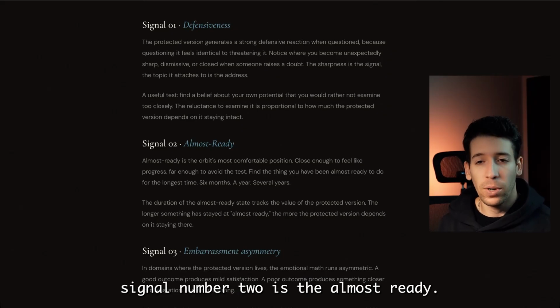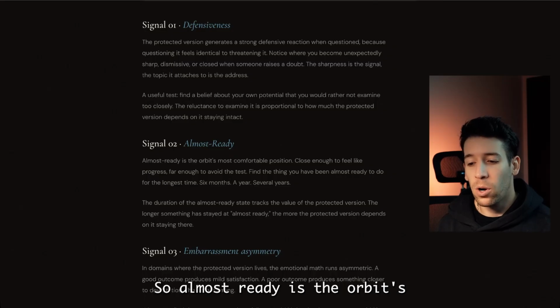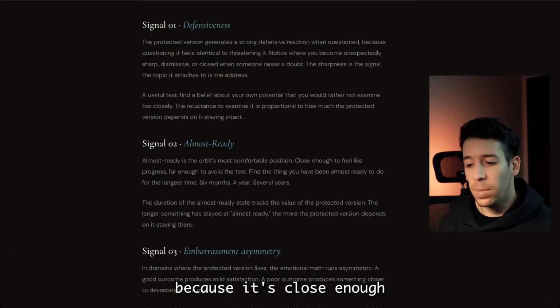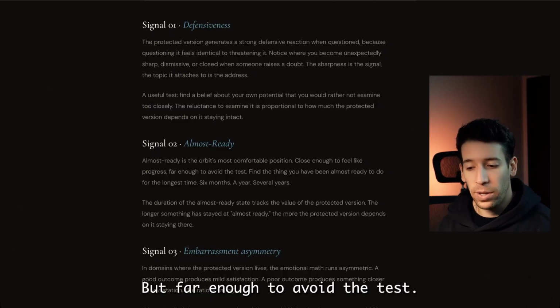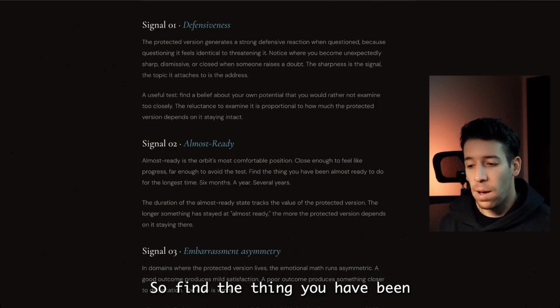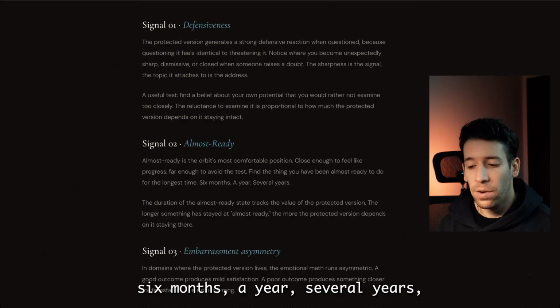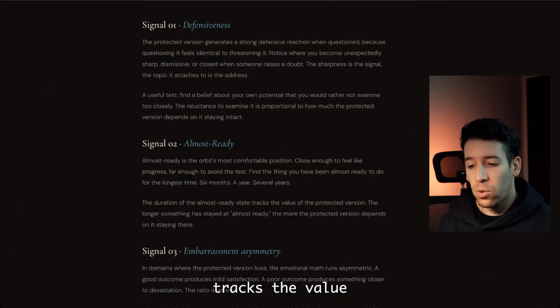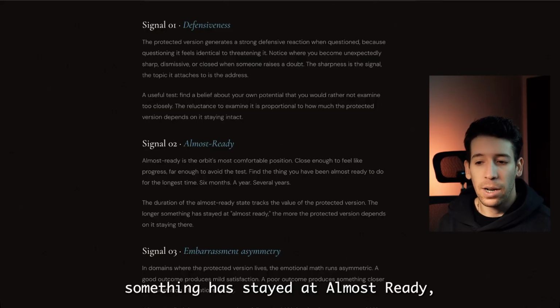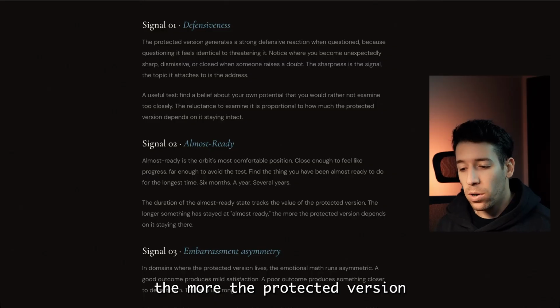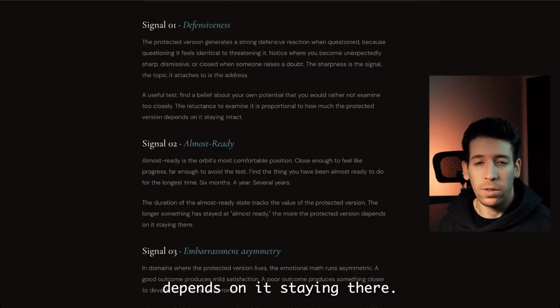Signal number 2 is the almost ready. Almost ready is the orbit's most comfortable position, because it's close enough to feel like progress but far enough to avoid the test. So find the thing you have been almost ready to do for the longest time, 6 months, a year, several years, and the duration of the almost ready tracks the value of the protected version. The longer something has stayed at almost ready, the more the protected version depends on it staying there.